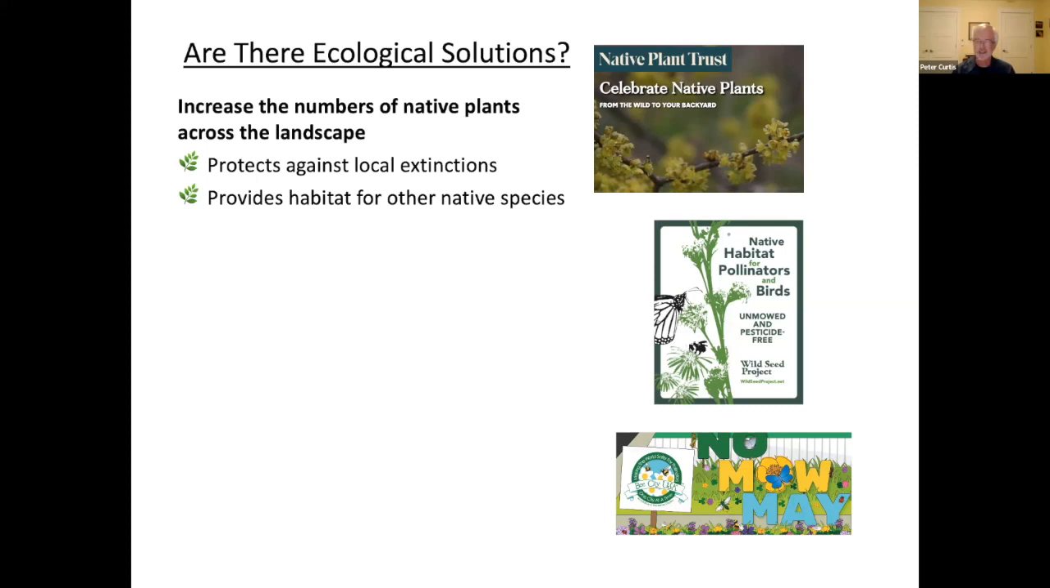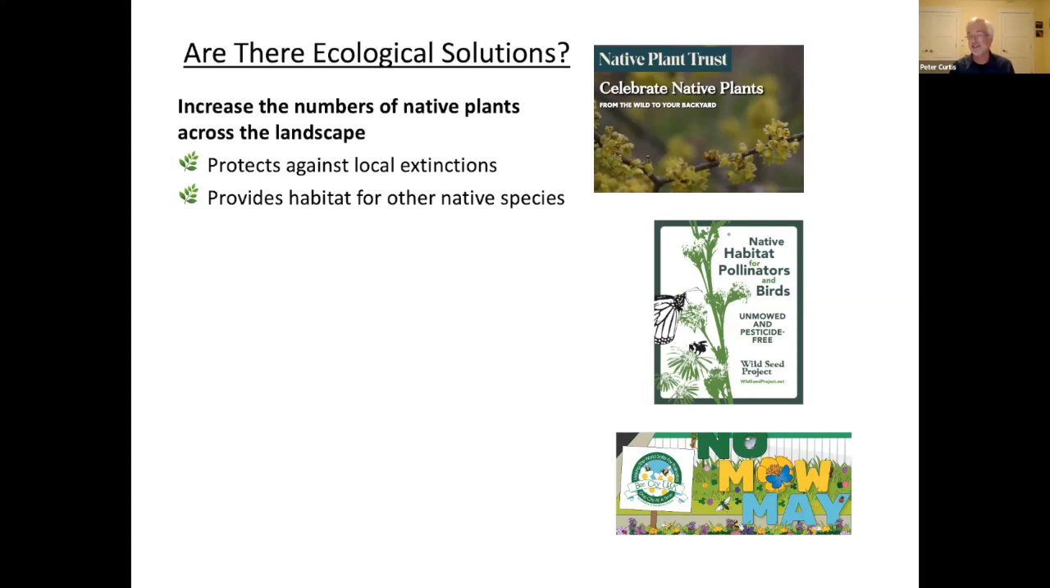There are some things that we can be doing, and it's really gratifying to know that in many cases these solutions, these approaches, are being embraced. We're very fortunate in Massachusetts to have the Native Plant Trust. So increasing the numbers of native plants across the landscape is very important. It protects against local extinctions with small populations by increasing the number of native species. It provides habitat for other native species, pollinators, dispersers. So these are very important and are becoming more and more widely embraced.